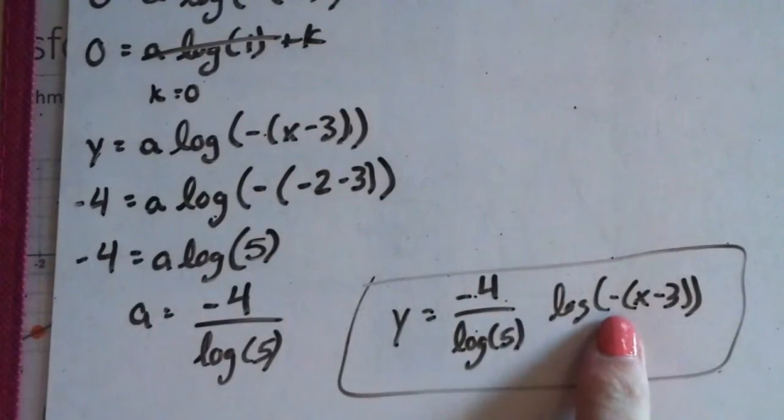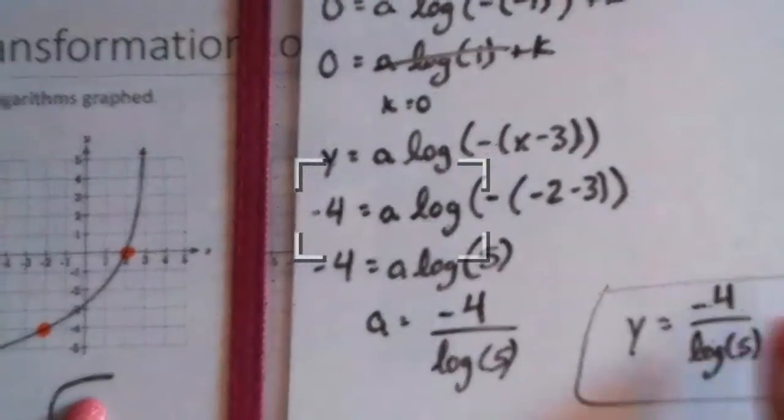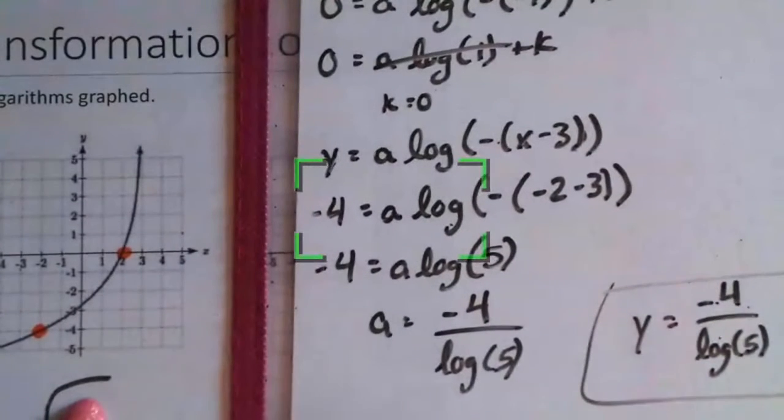The negative in front of the x minus 3 indicates that we had a horizontal reflection of this graph. And the fact that our a value is negative indicates that there is also a vertical reflection.